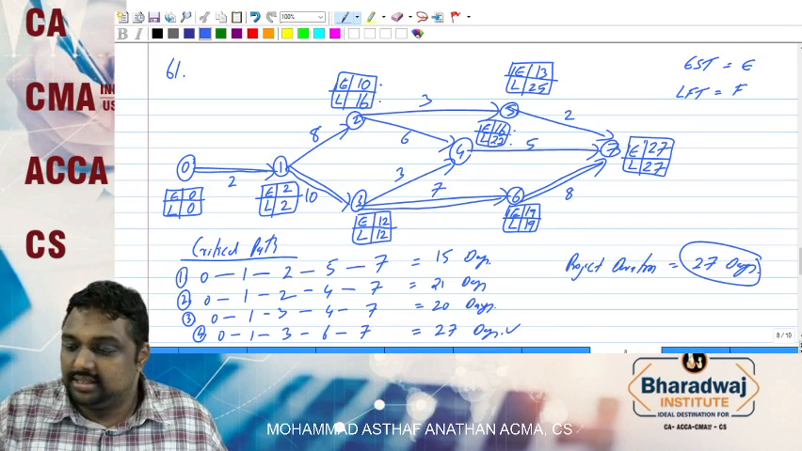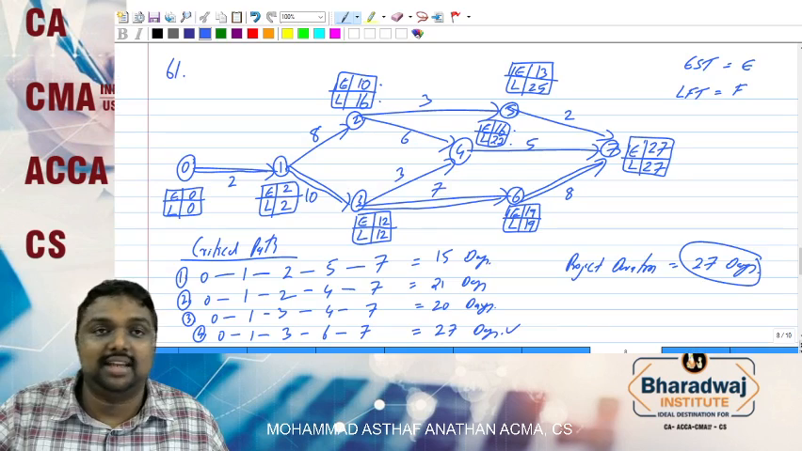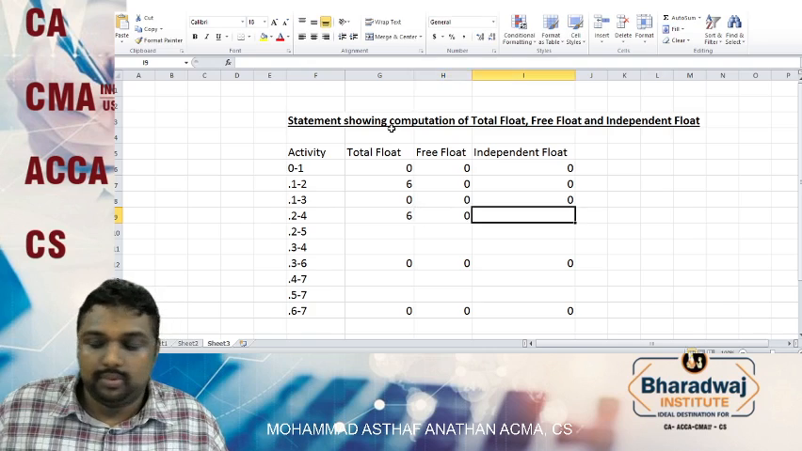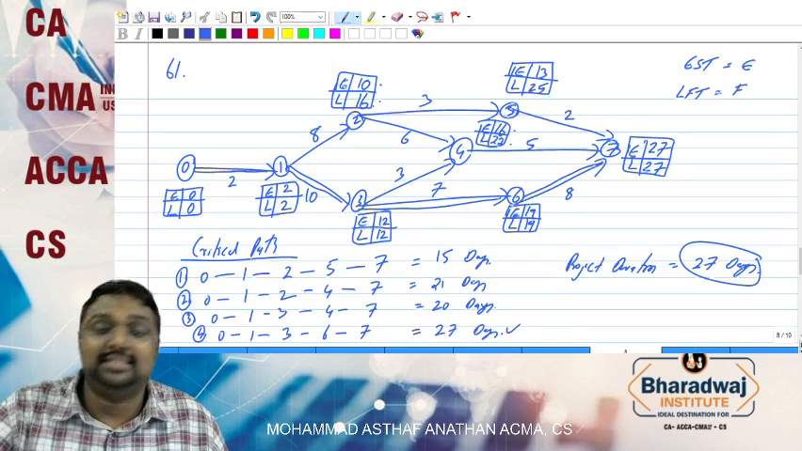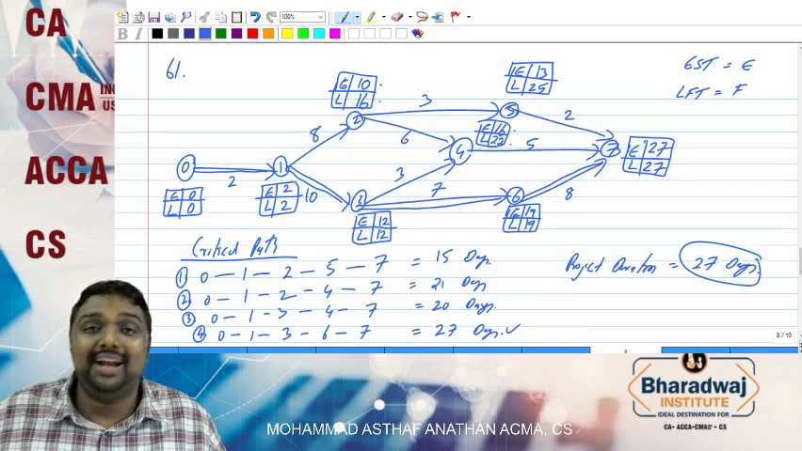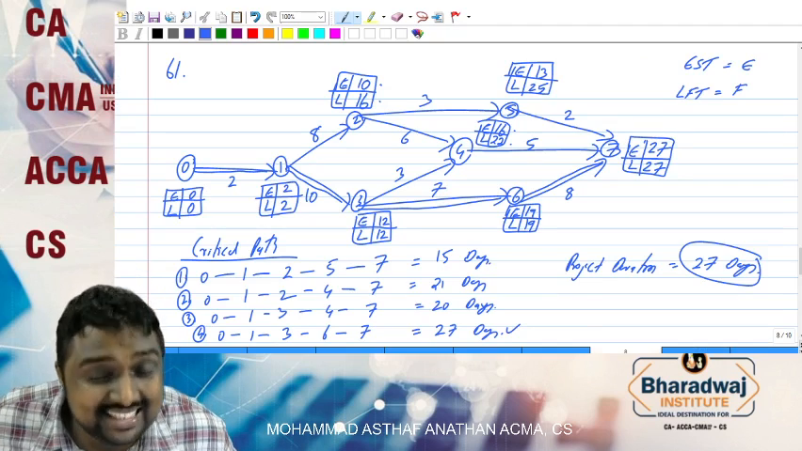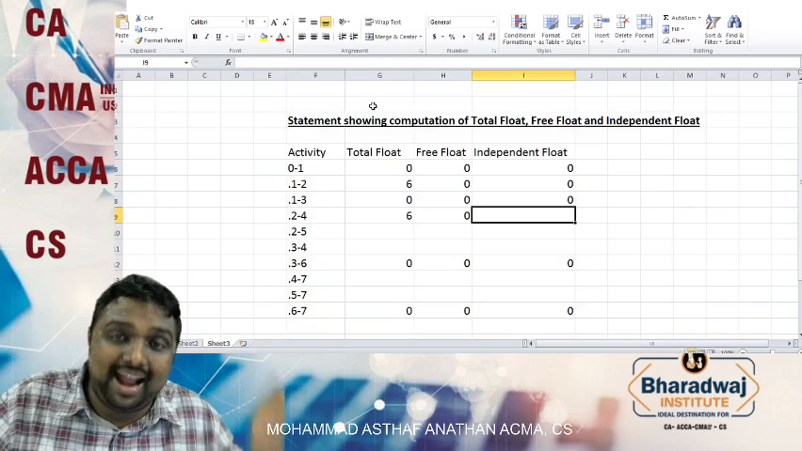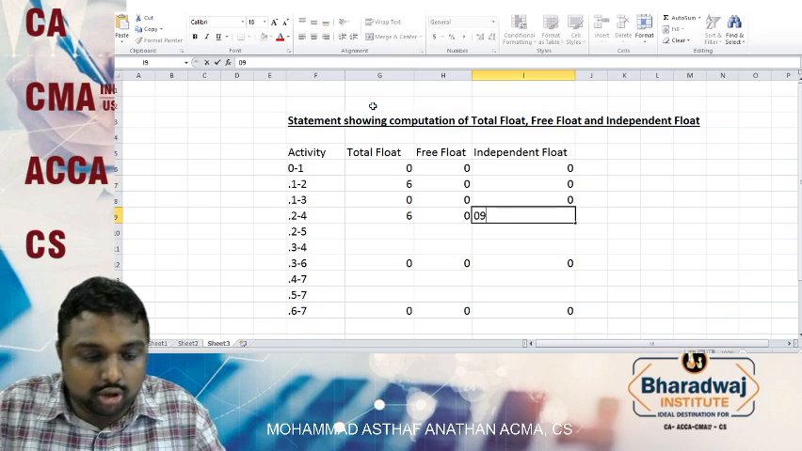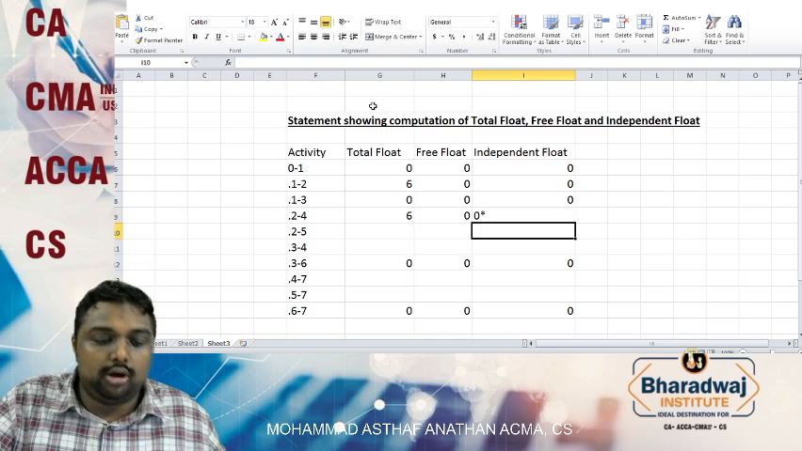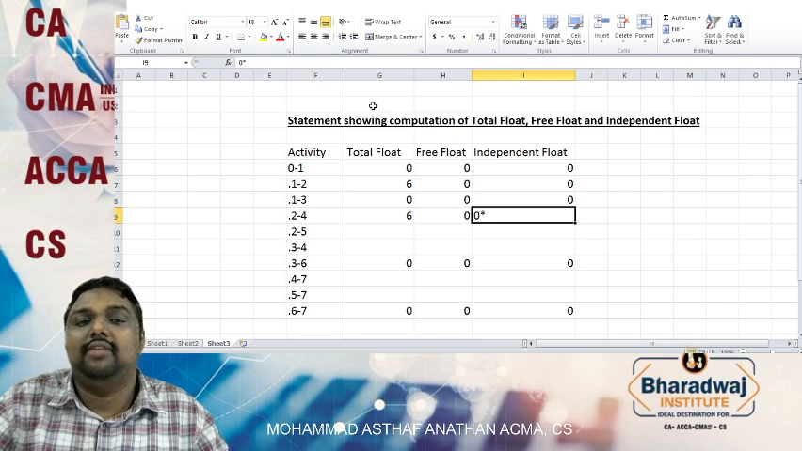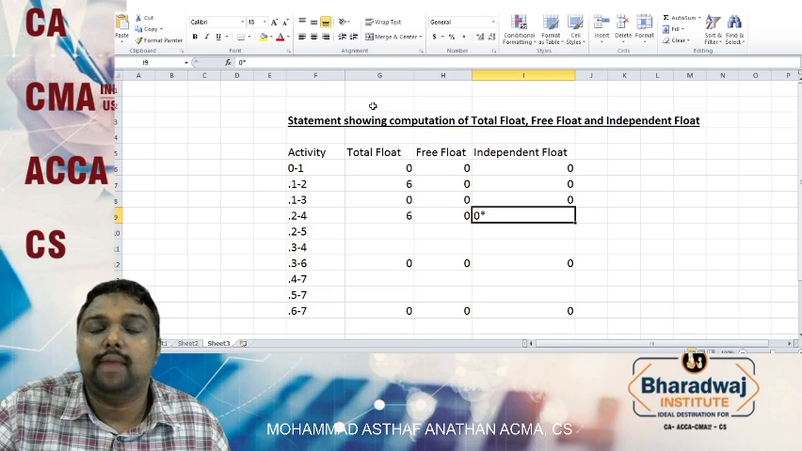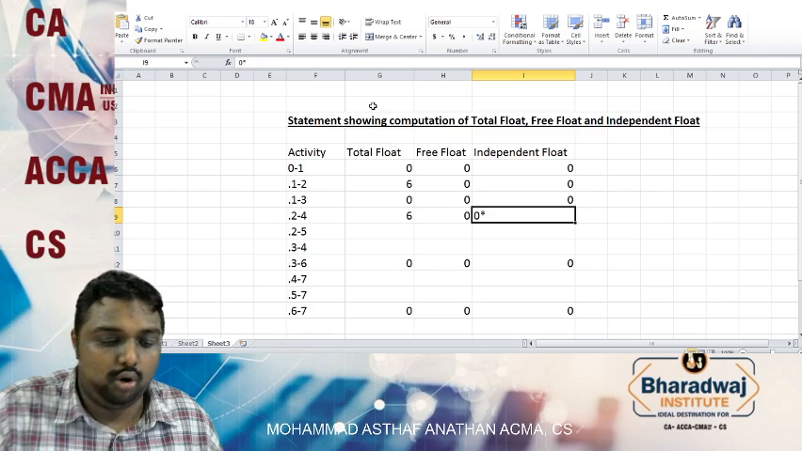Next, 16. 16 minus 10 will get 6. 6 minus 6 will get what? 0. Next, 16 minus 6 will come 0. 0 minus 6 will come minus 6. Float means days, it cannot come minus. So if minus 6 is coming, you have to put it as 0 because it cannot be minus. You can give it a star mark also, you can tell it cannot be negative. So you can put it as 0.